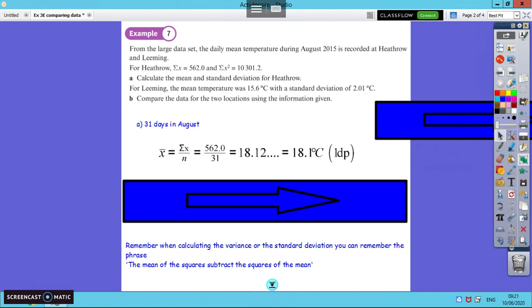Then the standard deviation, little note at the bottom. Remember when calculating the variance, which is the standard deviation squared, you can remember the phrase: the mean of the squares subtract the squares of the mean.